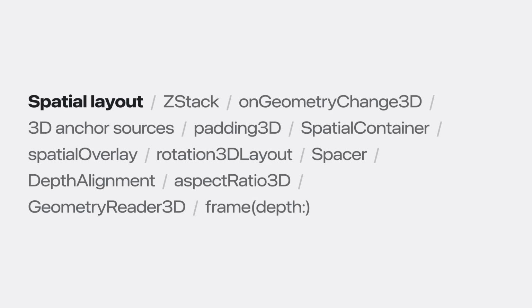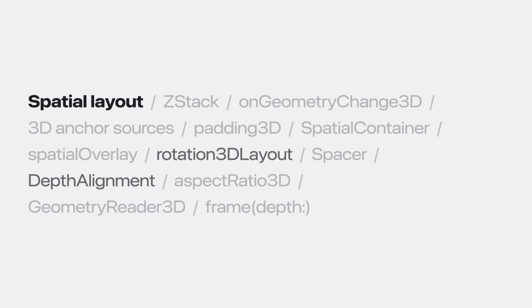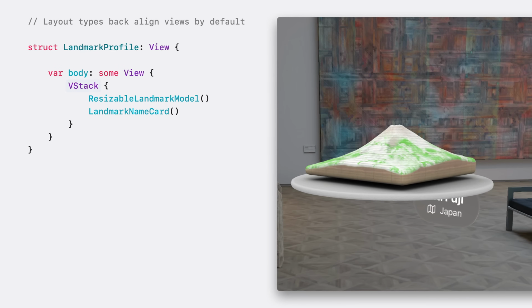Let's start with laying out your content. With depth alignments added to existing layouts, new tools for layout-aware rotations, and 3D support for many SwiftUI modifiers, you can create rich 3D layouts in the same familiar way as 2D UI. Let's dive in a little.